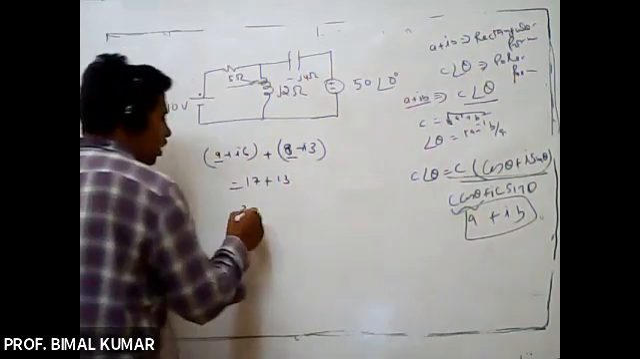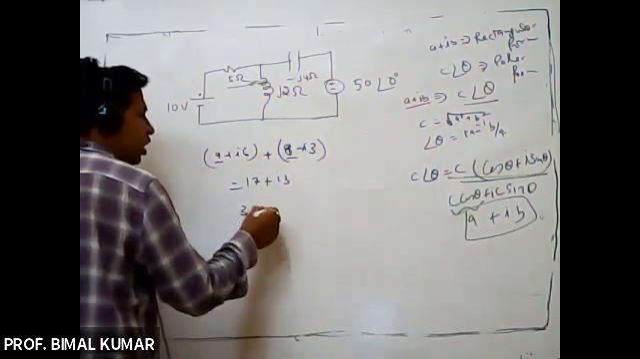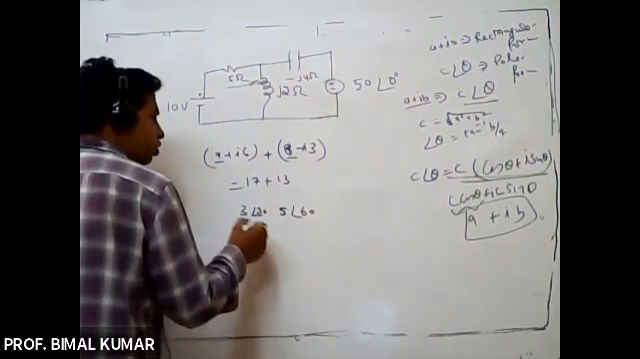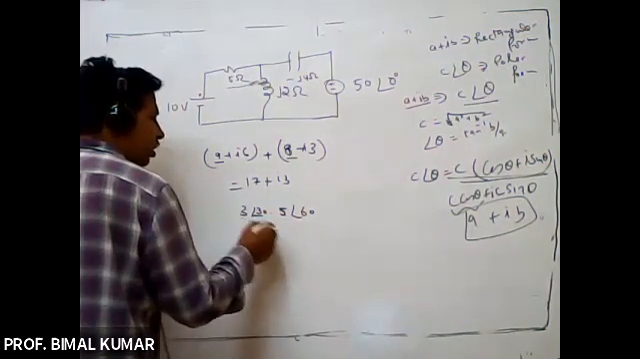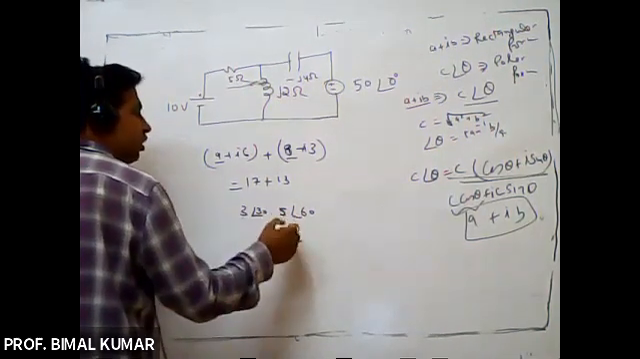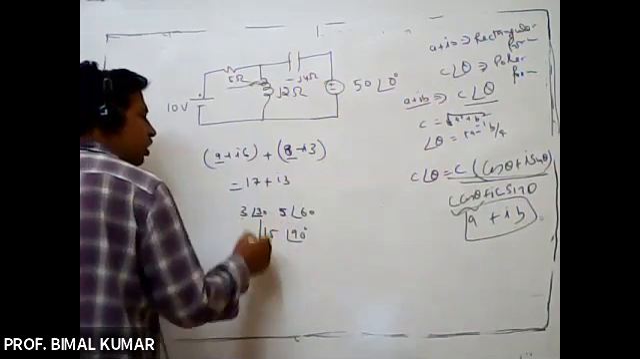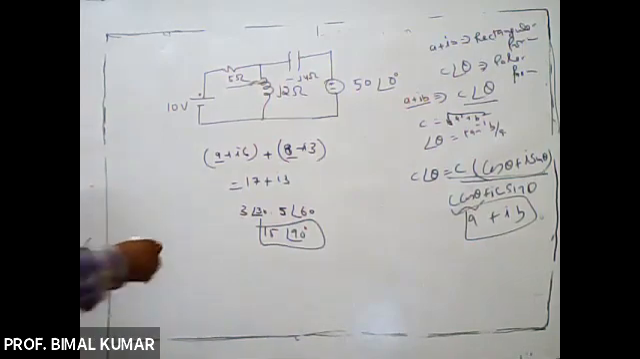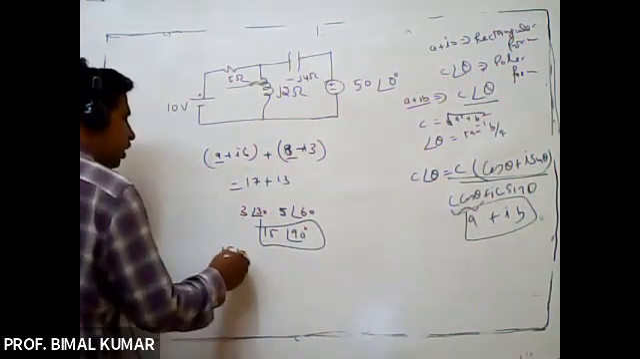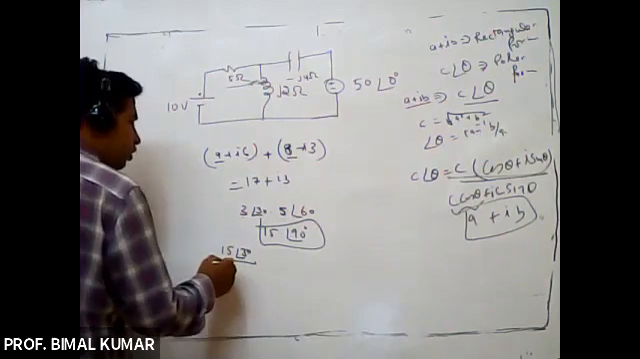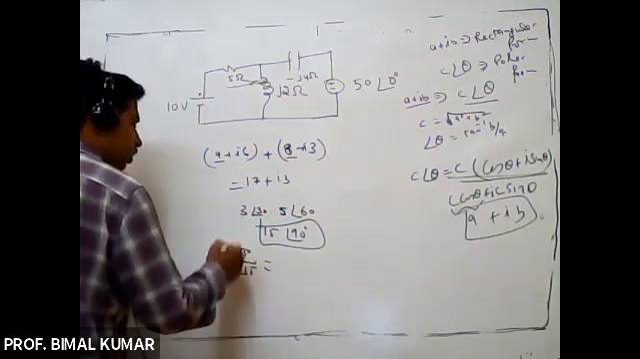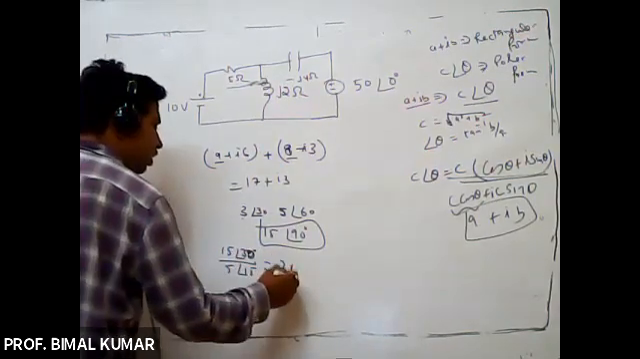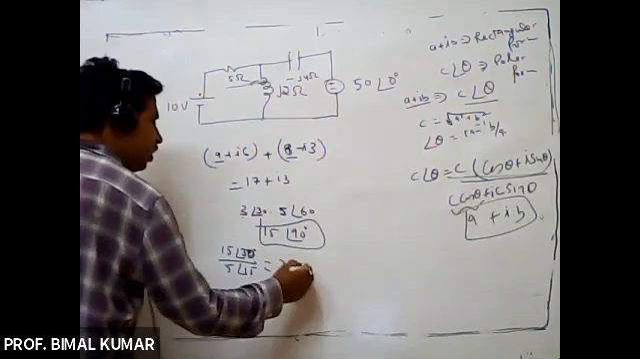In case of polar, let us say 3 angle 30 multiplied by 5 angle 60. So this will be 3 into 5, 15, and the angles will be added, 30 plus 60, 90 degrees. So multiplication will be like this. And in case of division, the angle will be subtracted. Let us say 15 angle 30 divided by 5 angle 15. So 15 by 5 is 3, and the angle will be 30 minus 15, 15 degrees.